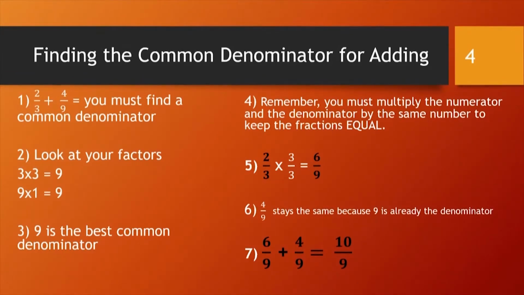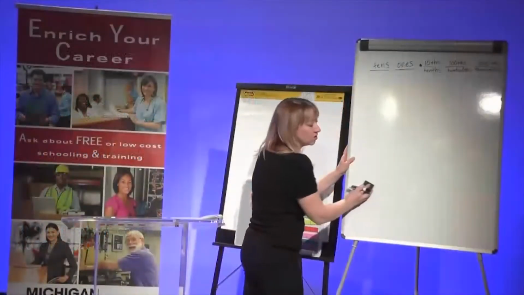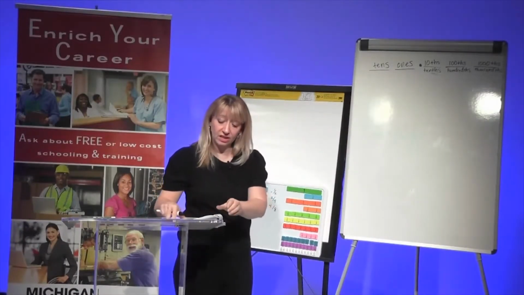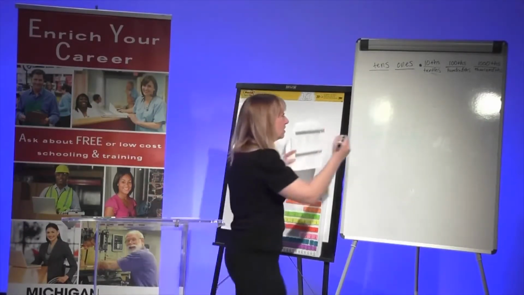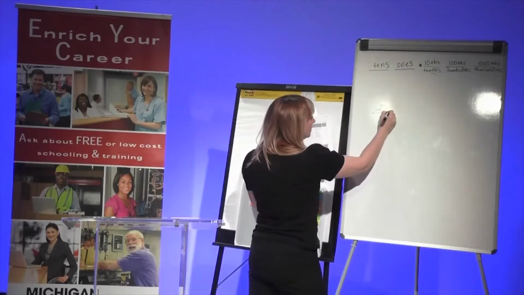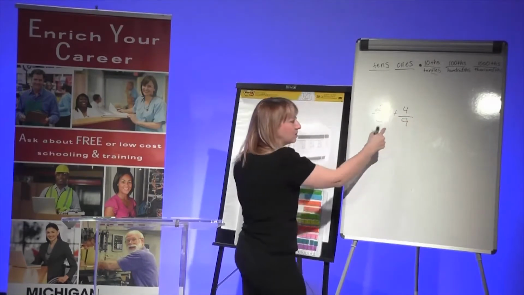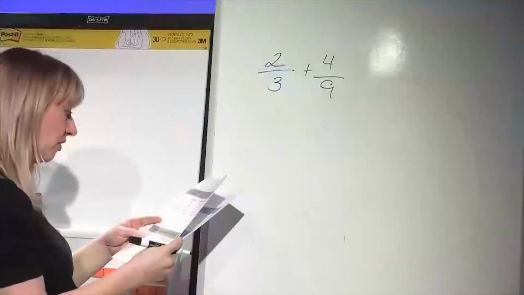So in this example, 2/3 and 4/9, you don't have the same denominator. One denominator is 3, and one is 9. So how do you figure out what your common denominator should be? And this goes back to knowing your multiples and then being able to find equivalent fractions. So if we look at 2/3 plus 4/9, two different denominators, I need to find one that works for both.